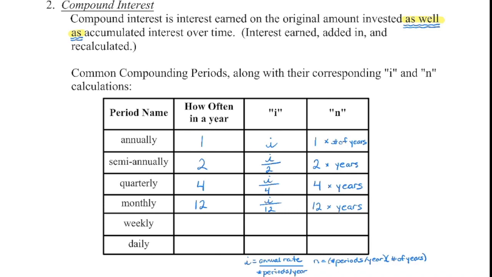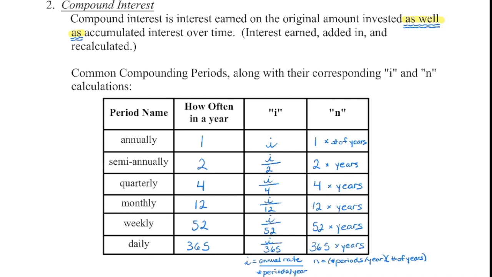Weekly, there are 52 weeks in a year. You're going to take your annual interest rate and divide it by 52 to get the I value that goes into the formula. And then the number of compounding periods, if it's compounding 52 times a year, you multiply that by the number of years that it's in there for. Daily, there's 365 and a quarter days in a year, but we're just going to go with 365. We're going to take the interest rate, divide it by the number of compounding periods, and then again, it's that 365 times the number of years.